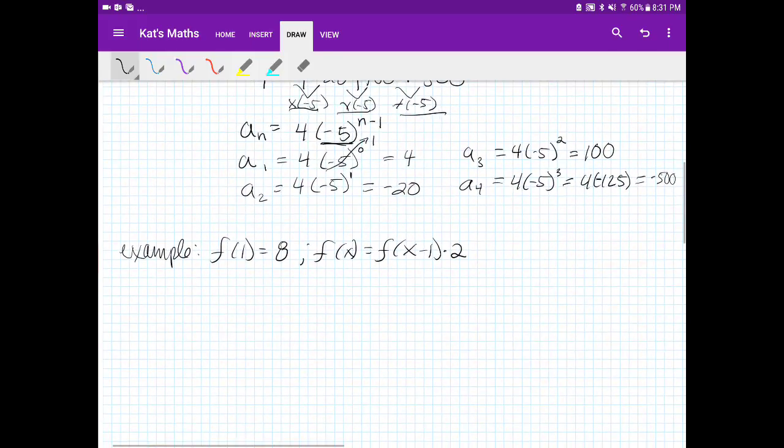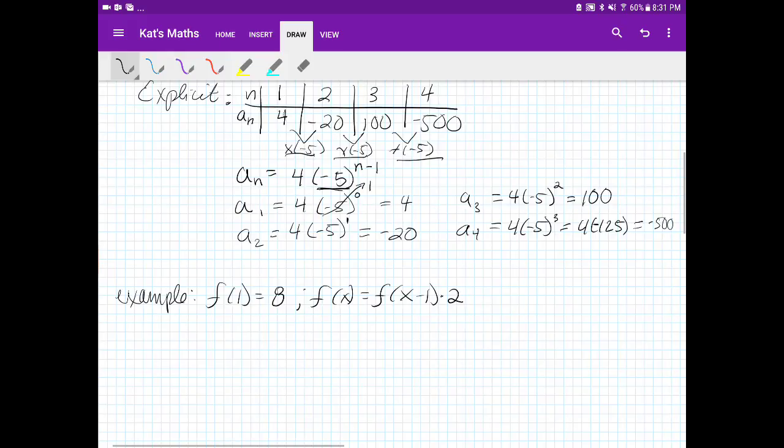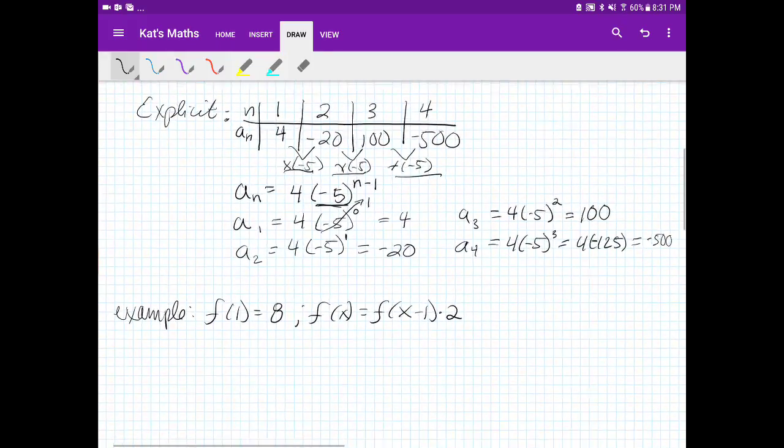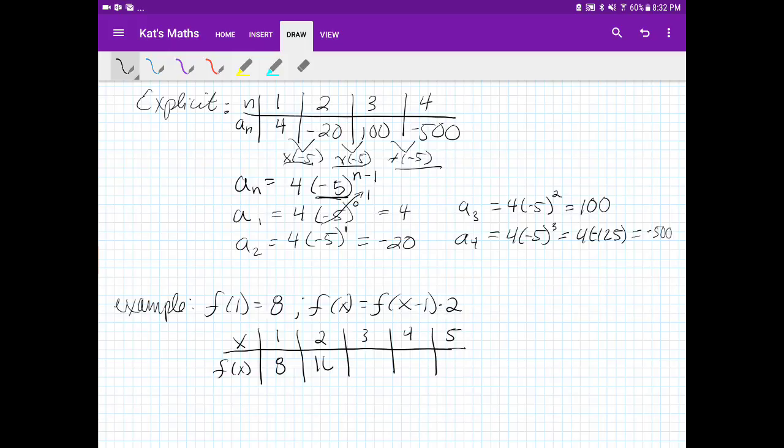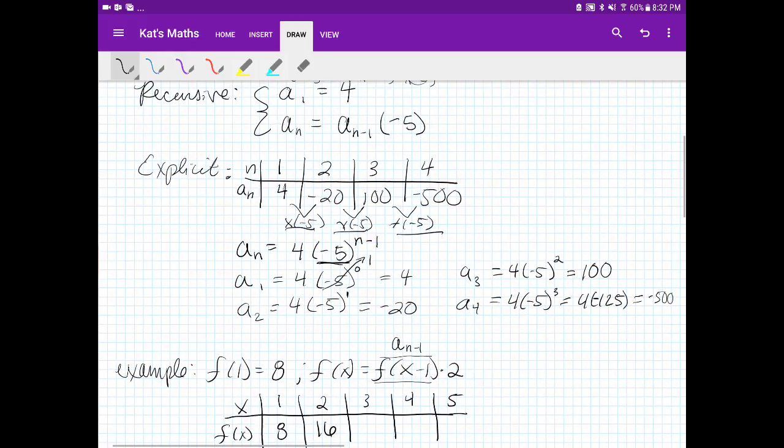So then you had another question that wanted you to write the explicit formula based on this recursive formula. I like to use this little table. So let's use x and f of x and just set up a few numbers. We know f(1) is 8, and then let's do 2, 3, 4, and 5. So f(2) is going to be f(2 minus 1), so f(1), times 2. That's 8 times 2, which gives us 16. And this is like my a_(n-1) from up here.